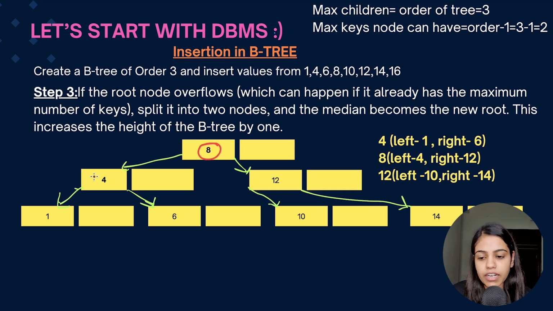Now to the left of 8 we have 4. Now 4 has 1 and 6. To the right of 8 we have 12.